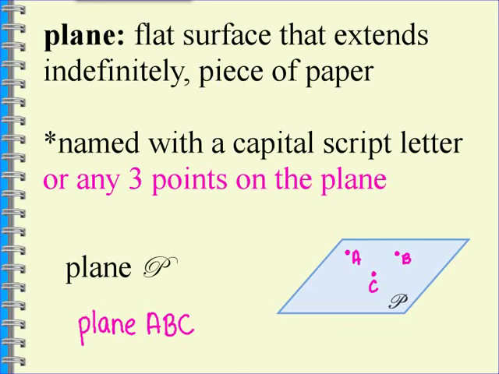Now understand I could also put plane BCA or plane CBA or plane CAB, so you can put it in any order. It's just generally the accepted way to put it in alphabetical order. But those would be correct as well. So we've learned about a point, a line, and a plane.